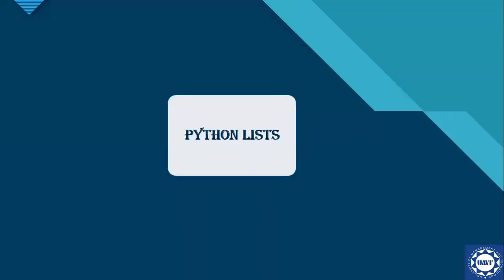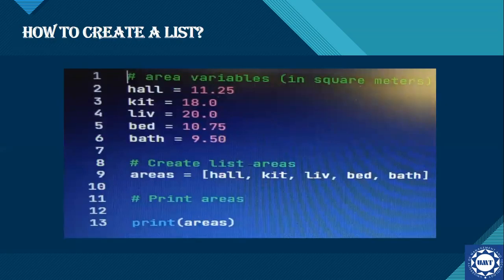Now we'll talk about Python lists. How to create a list. So the area variables are given, with different values for the different text. So create the list areas. To create the list, you simply put commas among the different texts and after that print areas.